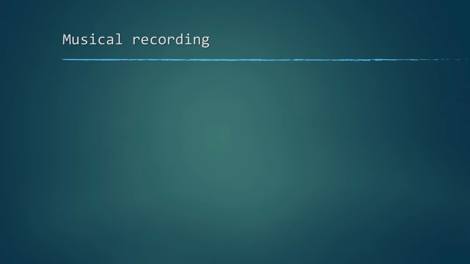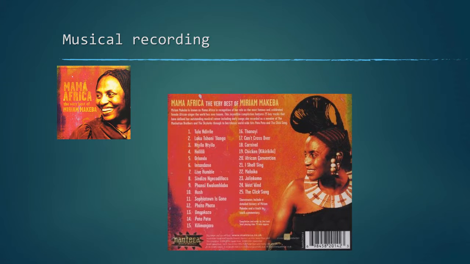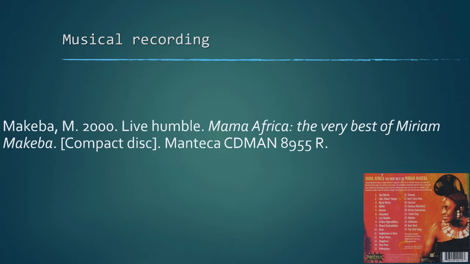Lastly, let's look at how we would reference a musical recording, for example, this Best Of CD of Miriam Makeba. Here is how the reference would look. First, we would have Makeba as the performer. This is the person responsible for the content, followed of course by the year of publication, and as with film and television programs, it's safest to make use of the year of copyright here.